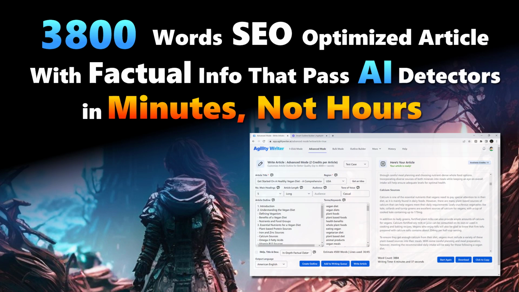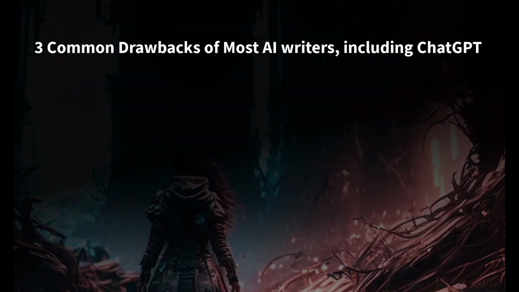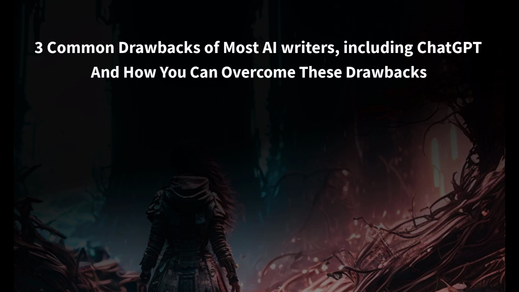Do you wish to create SEO-optimized articles with factual information that can easily pass AI detectors in just a few clicks within 7 minutes? In this 2-minute short video, we will highlight the 3 common drawbacks of most AI writers, including ChatGPT, when generating long-form articles, and how you can overcome these drawbacks.